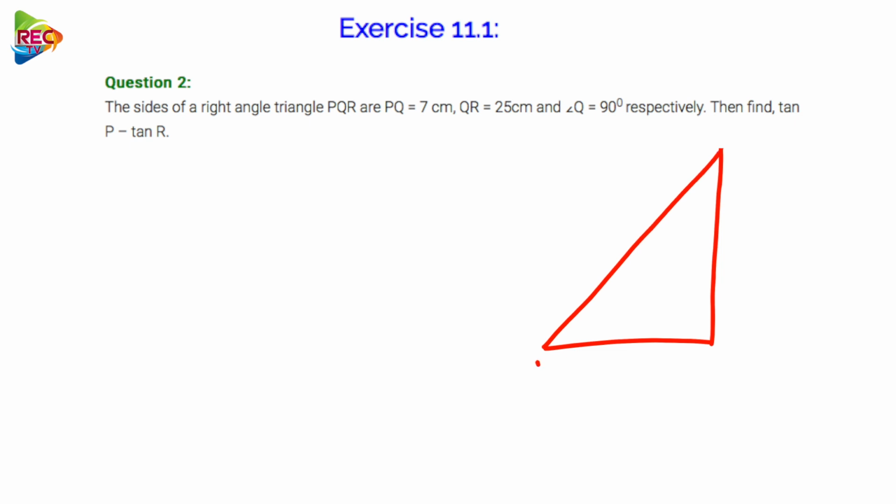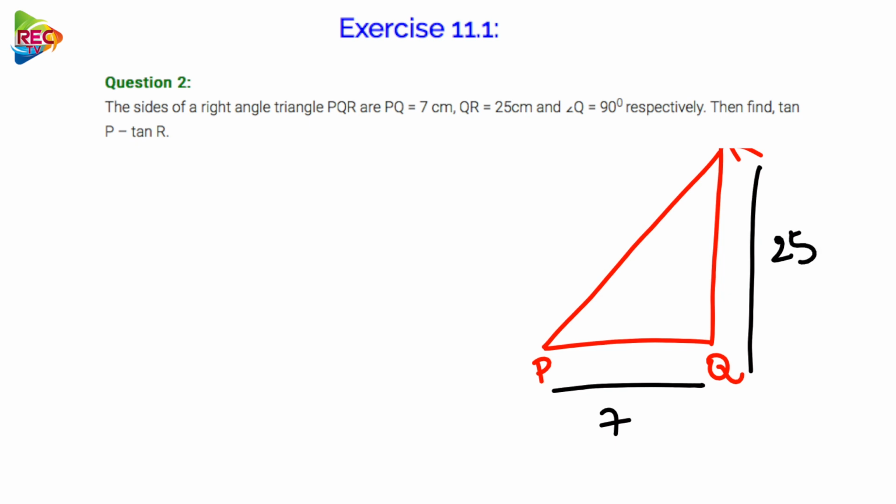Right angle triangle PQR. PQ equal to 7 centimeters and QR equal to 25 centimeters and angle Q 90 degrees respectively. Then find tan P minus tan R.